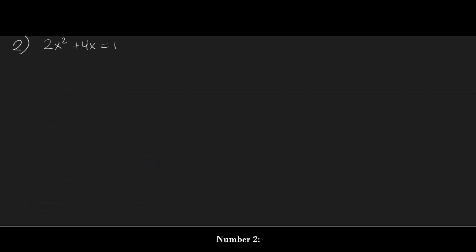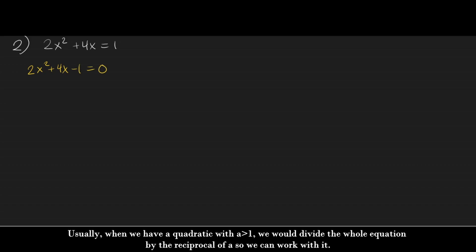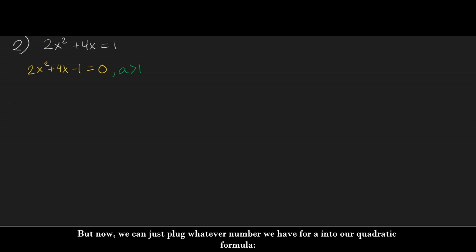Number 2. 2x squared plus 4x equals 1. First, let's put this into standard form. 2x squared plus 4x minus 1 equals 0. Usually, when we have a quadratic with a greater than 1, we would just divide the whole equation by a so we can work with it. But now, we can just plug whatever number we have for a into our quadratic formula.